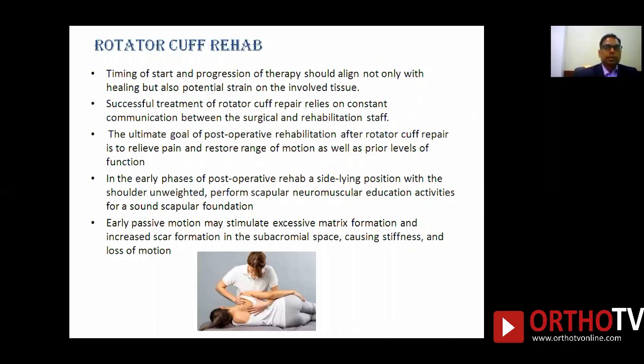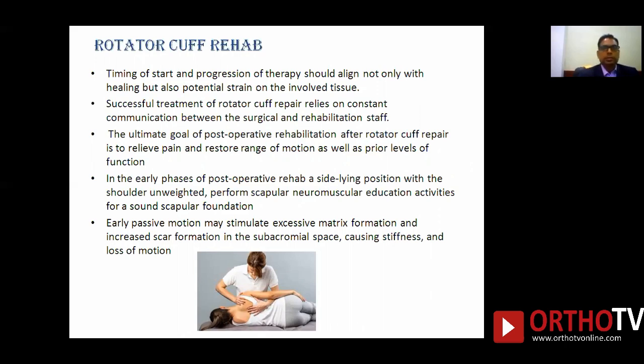To achieve the ultimate goal of post-operative rehabilitation after rotator cuff repair, that goal is to relieve pain, restore range of motion, as well as restore the prior level of function of that shoulder. So in the early phases of post-operative rehab, in a sideline position with the shoulder unweighted, we need to start the scapular neuromuscular education, so that when we start rotator cuff strengthening at a later stage, a sound foundation of scapular strength is already set in.